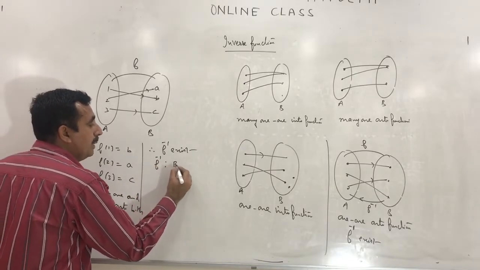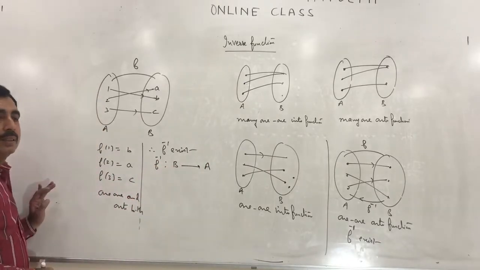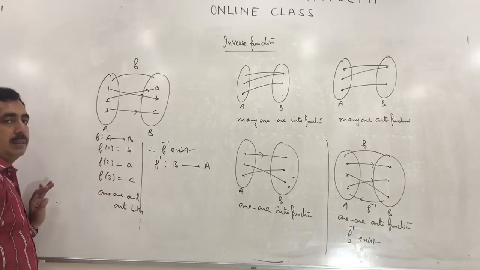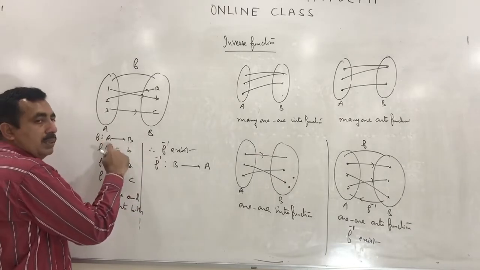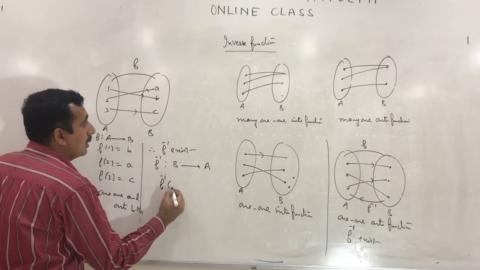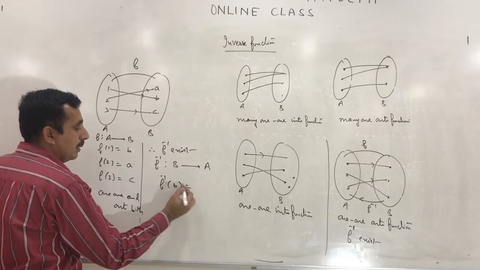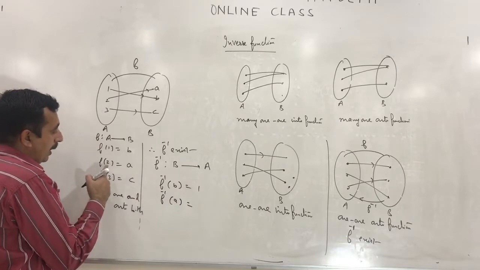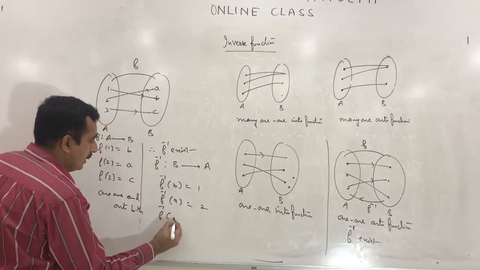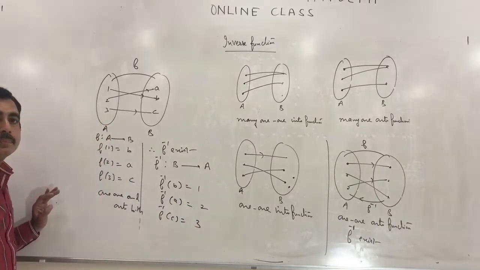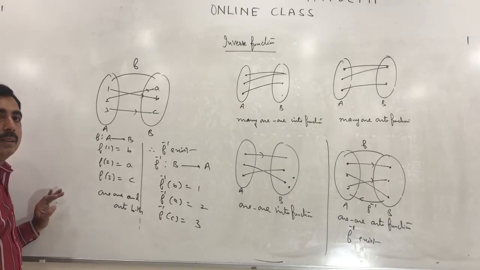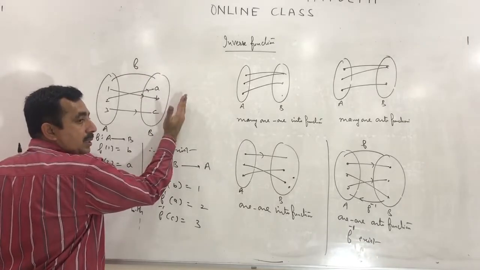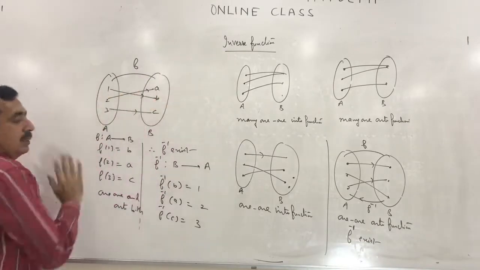Inverse is a function from B to A. If f is a function from A to B, the inverse is from B to A. And what is the inverse? Inverse of B, answer is 1. Inverse of A, answer is 2. Inverse of C, answer is 3. f is a one one onto function from A to B. Inverse is a function from B to A.